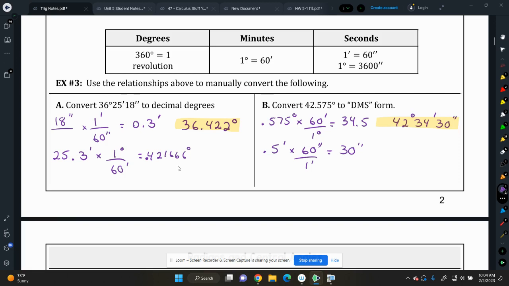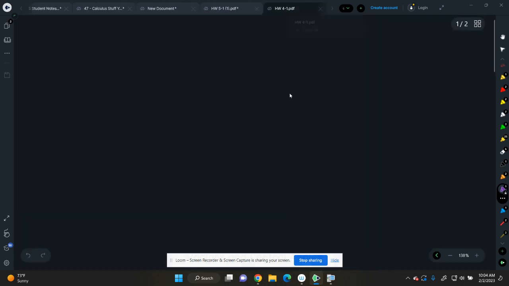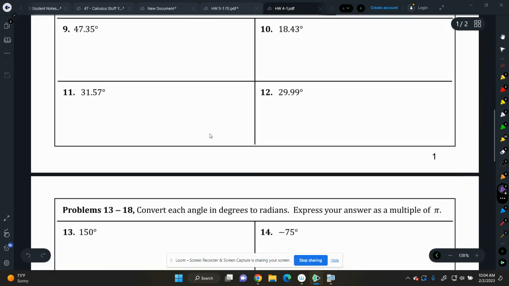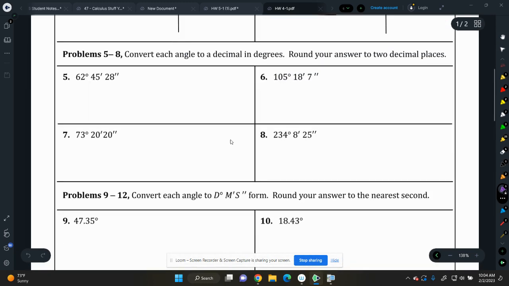All right, how much time do we have left this period? 10:33. Okay. I think this is a good place to stop. So I'd like you to work on your homework 4.1, which you already have. You're going to do numbers 5 through 12. And when do I see you next? Monday. Okay. So we're going to have a quiz Monday.